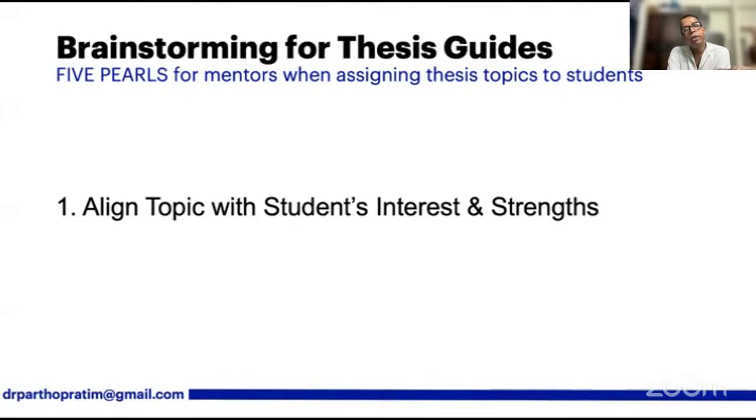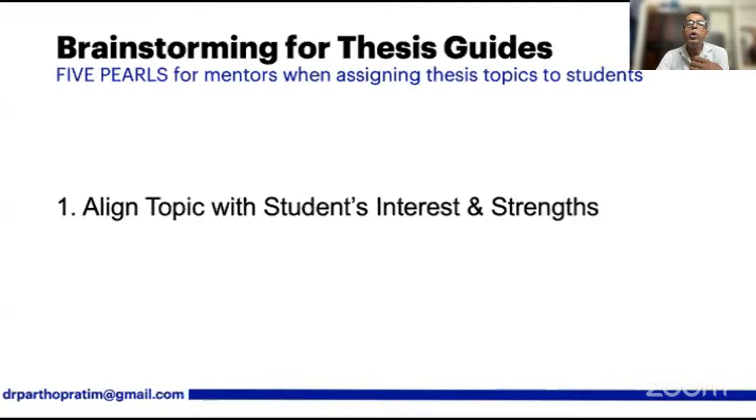I feel that these should be the brainstorming guides for the thesis. The first is to align the topic with students' interest and strength. A student is more likely to stay motivated if the topic aligns with their clinical exposure, curiosity, or career goal. So engage them in the selection process rather than imposing a topic. Don't do it out of your passion. Try to involve them, create interest in them for that topic, and then assign the topic to the student.